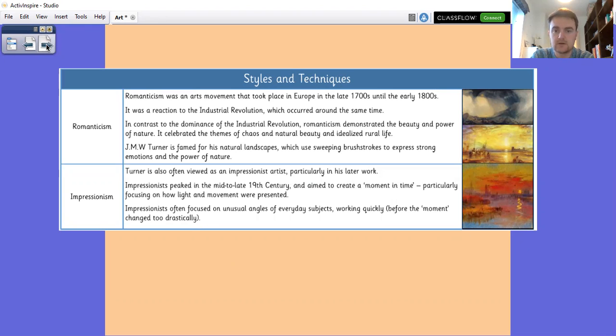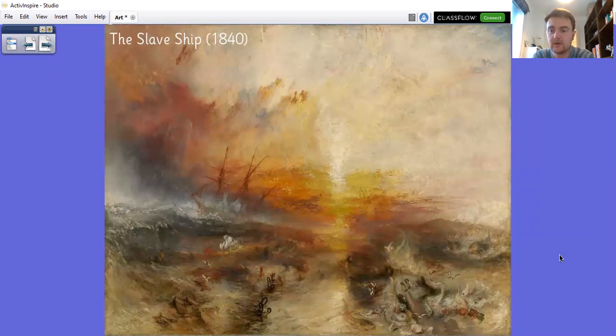Okay, so last week we looked at one of his examples of paintings. We looked at the Dido Building Carthage, and we talked about how it made us feel, what we could see in it, what we could notice about it. And this week we're going to look at one from 1840, so 25 years after the one that we looked at last week. And this one is called the Slave Ship.